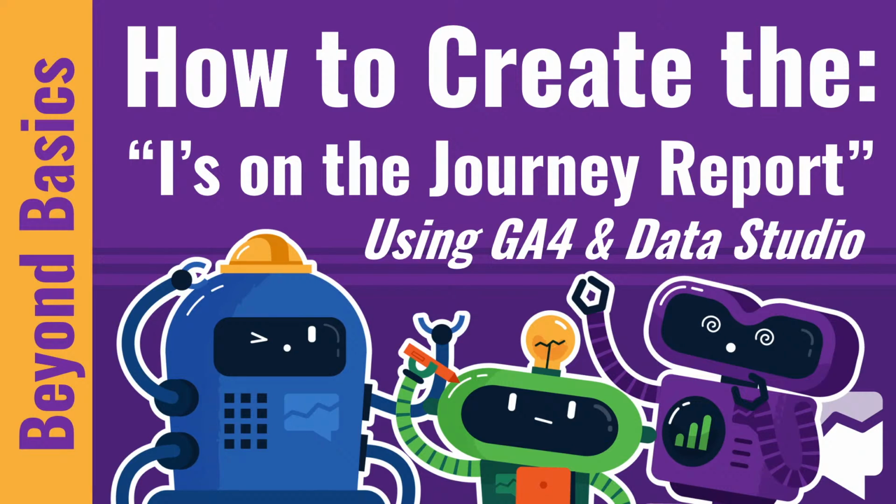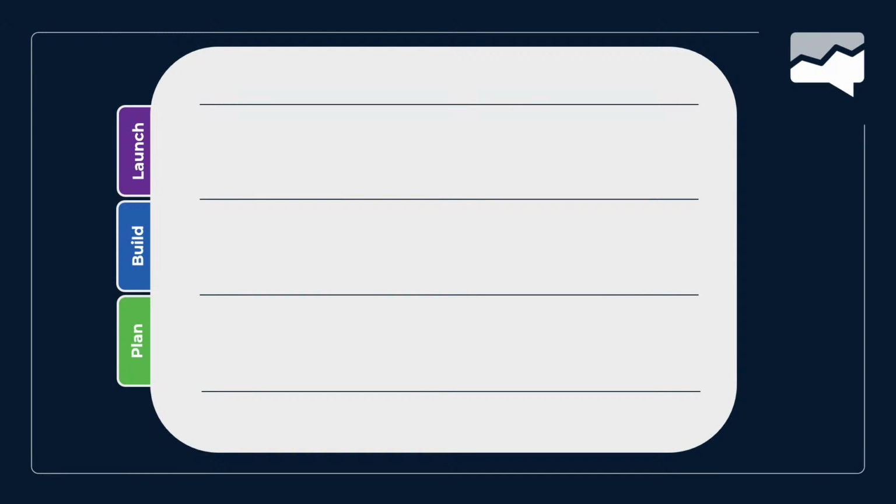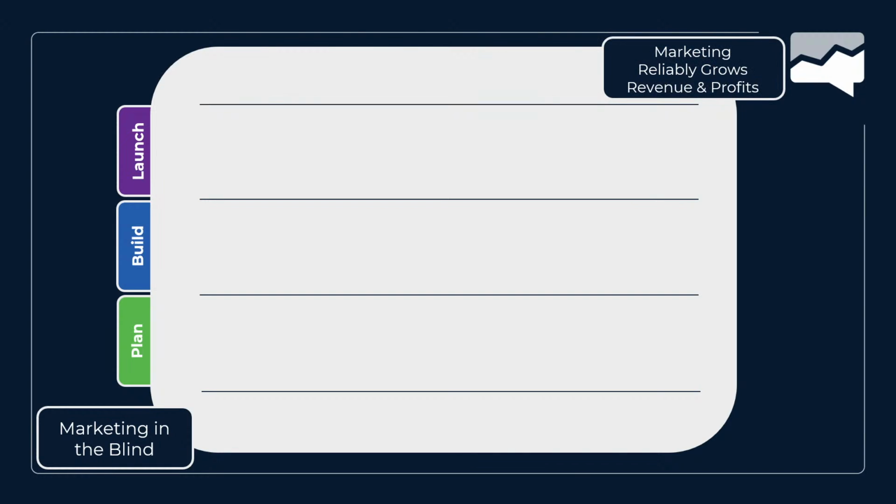Beyond Basics: how to create the Eyes on the Journey report using Google Analytics 4 and Data Studio. Now, of course, we're going to jump right in with the framework. We plan, we build, we launch. We're all marketing in the blind. We're trying to get to a point where just using a system produces the results we want. In this case, that means revenue and profits. Now, how do we do that? And where does today's training fit into this framework?